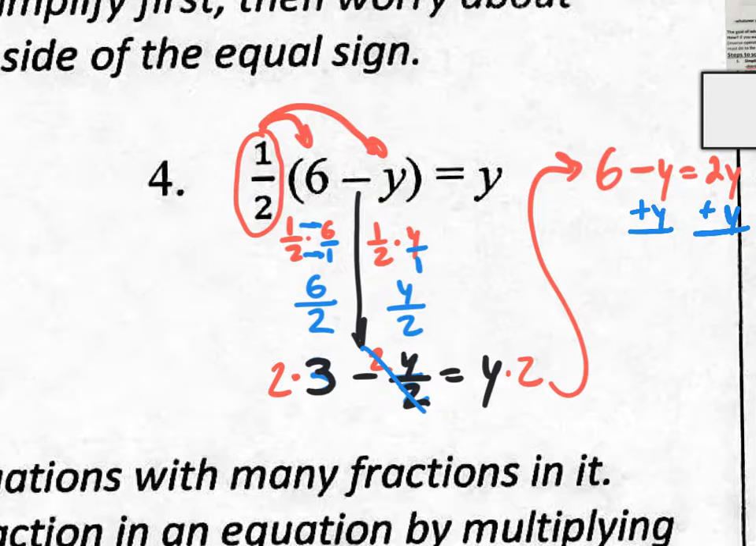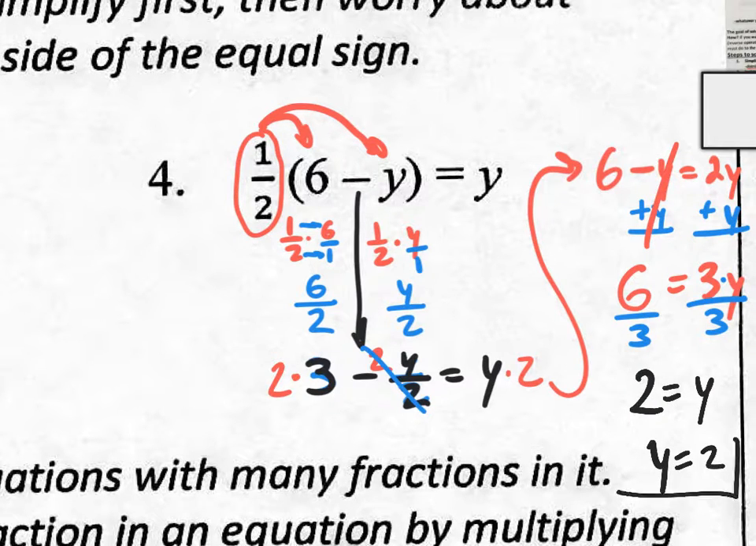So I will have a 6 left over, an equal sign left over, and the 2y plus y, that's a total of 3y's. I must recognize then that it's really 3 times y, so I get rid of that multiplication of 3 by dividing both sides by 3. Final answer is 2 equals y, or y equals 2.